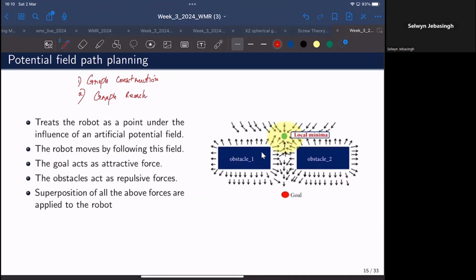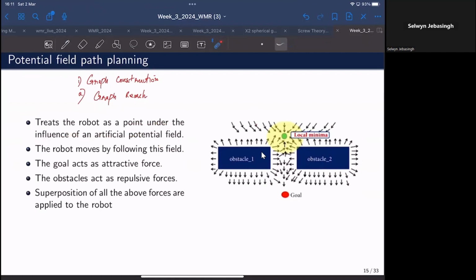So another way of navigation or another way of path planning is what we call potential field path planning. This is entirely different to what we have covered so far. In this case, we treat a robot as a point, just like in the previous case. So this point robot will be under the influence of an artificial potential field.